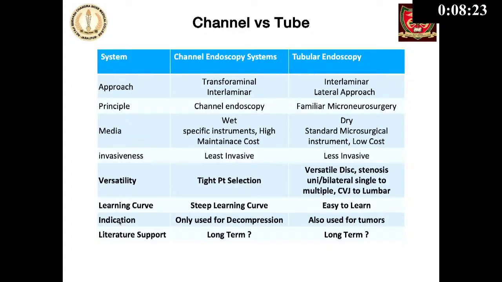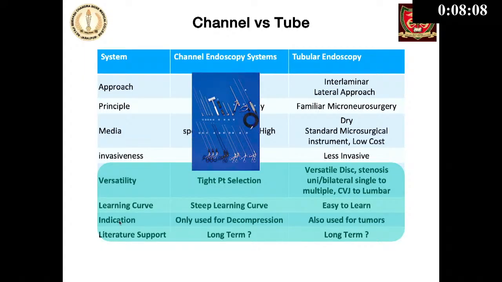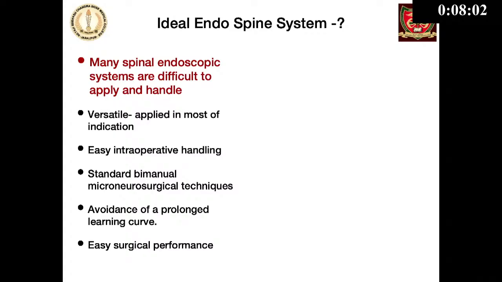Channel endoscopy is the least invasive, but it has very tight patient selection. You have to select properly, and there is a steep learning curve. So far they are using it only for decompression, though intradural surgery is being started. But tubular endoscopy is quite versatile. One tube can be used in various places, it is easy to learn, and it can also be used in tumors. But the long-term results will tell after the studies.